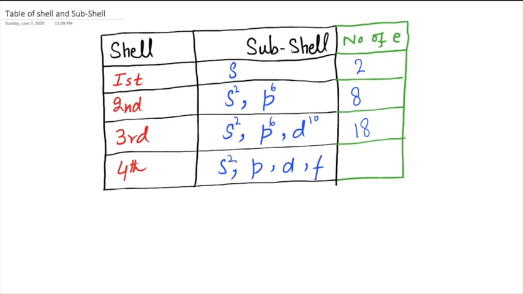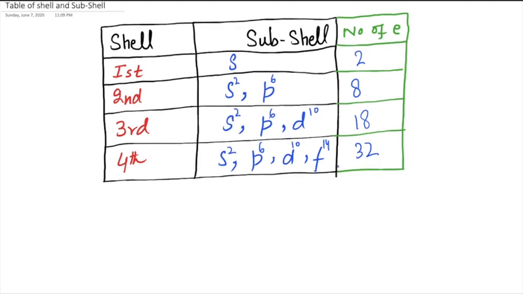So S holds 2 electrons, P holds 6, D holds 10, and F holds 14 electrons. 14 plus 10 plus 6 plus 2 is equal to 32 electrons. So this is a very important relationship between shell and subshell. In the first shell, only one S. In the second shell, 2 subshells, S and P. In the third shell, 3 subshells are present, S, P, D. In the fourth shell, 4 subshells are present. So I can make a picture for this.